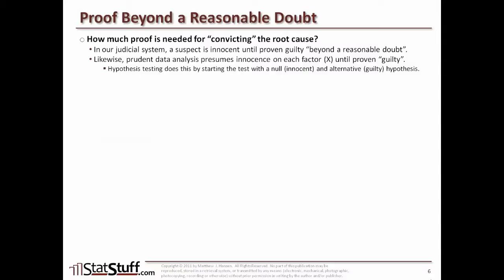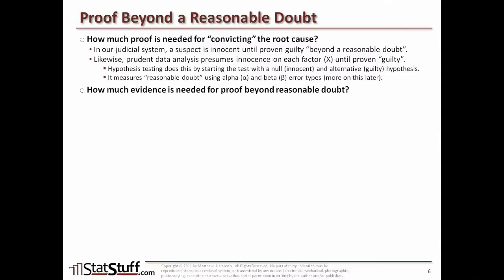It's assuming or presuming innocence on the factor, and it's what's called a null hypothesis. And if we don't have enough data to prove that it's innocent, then that means there's enough data to prove that it's probably the alternative that we're going to accept. The alternative in this case, like saying it's guilty. And it's going to measure reasonable doubt using things called the alpha and beta error types, or different levels of risk. And we're going to get into that in just a couple minutes.